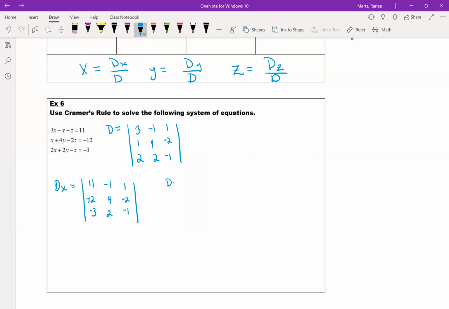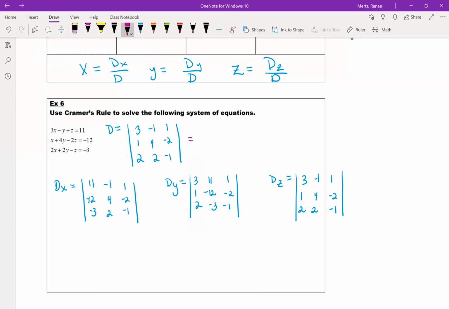D of y is 3, 1, 2, x's, answers, 11, negative 12, negative 3. And then your z values, 1, negative 2, negative 1. And then D of z is your x column, 3, 1, 2, negative 1, 4, 2, and 1, negative 2, negative 1. All right, now we're ready to solve them.